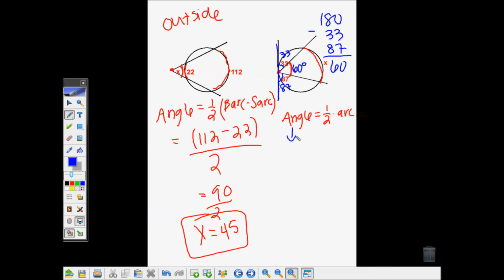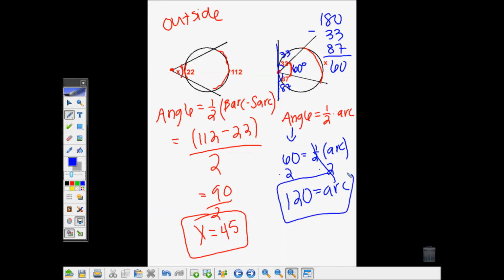I'm going to plug that in. 60 equals 1/2 times the arc. The arc is what I'm solving for. So I'm going to do the reciprocal of 1/2. I multiply both sides by 2. Times by 2, that goes away. 60 times 2, I get 120 equals the arc. So x is 120 degrees.